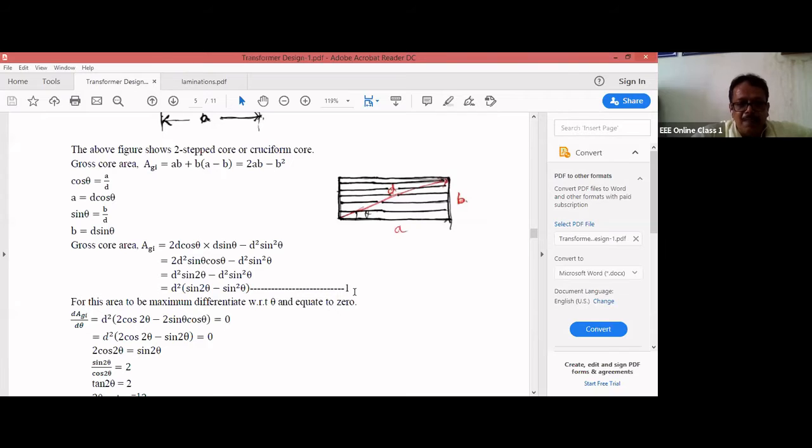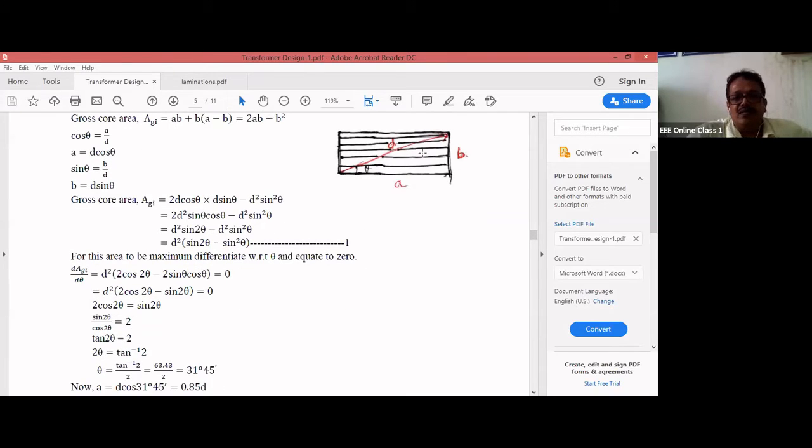That is equation 1. For this area to be maximum, you have to differentiate with respect to theta. The gross area should be maximum, so we differentiate with respect to theta. dAGA by d theta equals D square into (2 cos 2 theta minus the derivative of sin square theta), and sin square theta differentiates to 2 sin theta cos theta, which is sin 2 theta. So D square into (2 cos 2 theta minus sin 2 theta).